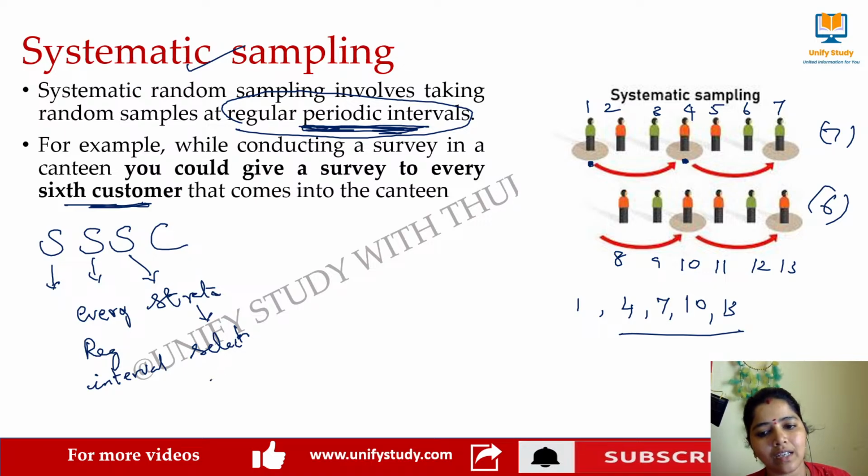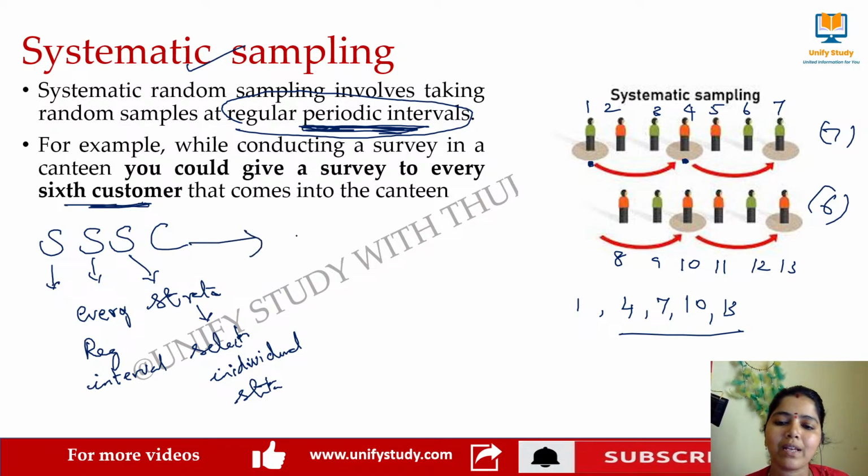Dividing into strata and selecting an individual from each strata, that we call stratified sampling. What do you mean by cluster sampling? Cluster sampling is also dividing into groups, naturally divided groups, and they will be homogeneous between the clusters. Here I will be selecting clusters in a random way.